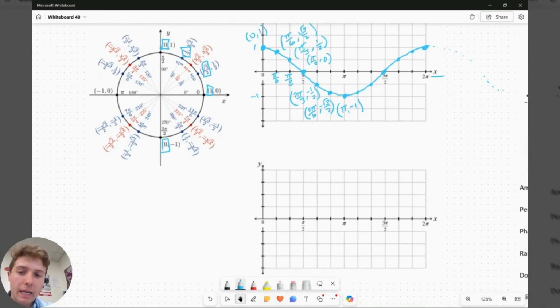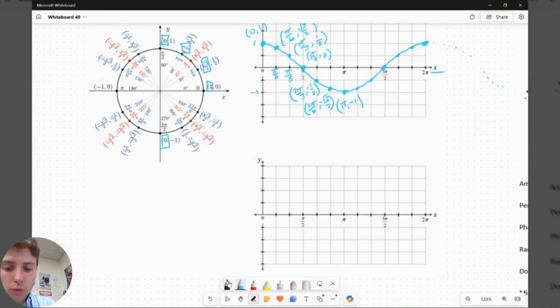Sine is very similar, but when we create our sine graph, the only thing that's going to differ is where the function starts, because the y value is now what I am looking at as I go around. So my first coordinate would be when I plug in an angle of 0 degrees or 0 radians, I get a y value of 0. So this coordinate is (0, 0).